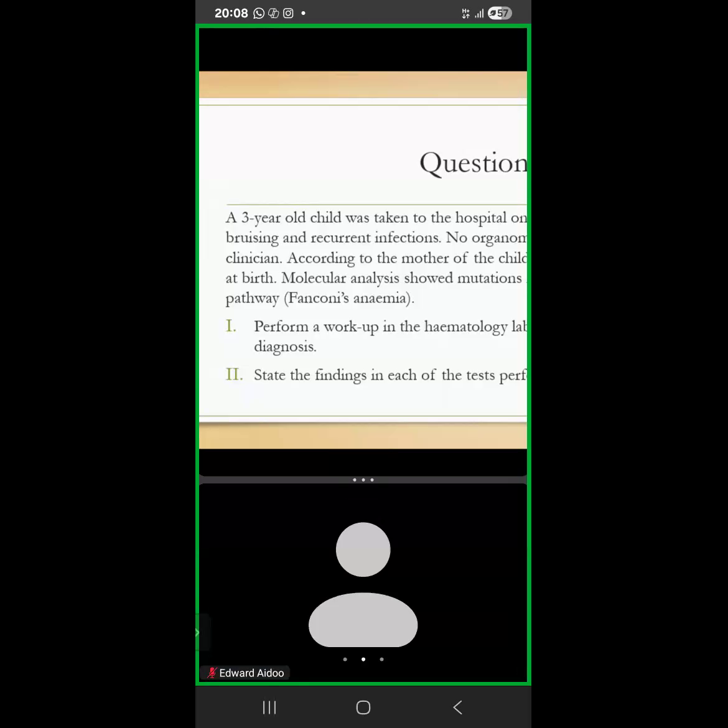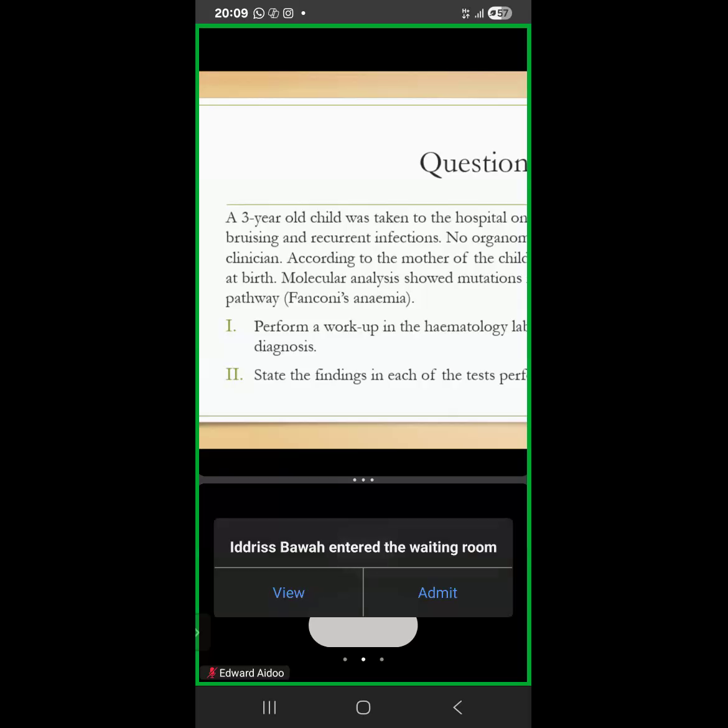Because if we don't get to understand some of these things, we'll end up only describing cells, and then we'll end there. We want to bring our knowledge in hematology on board, our knowledge in medical laboratory science on board. We want to bring all of that on board and see how it can help us make a diagnosis. And so we'll do full blood count. We are seeing all the cell lines have reduced. That is why the child is having recurrent infections, easy bruising, and anemia. And we call it pancytopenia.